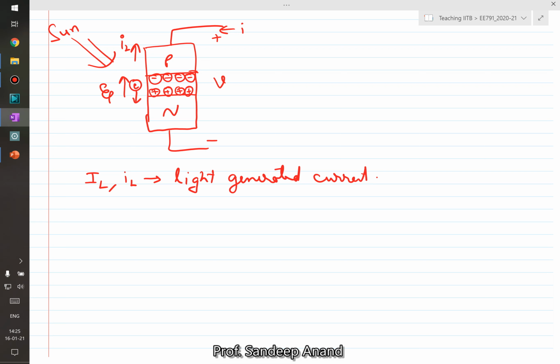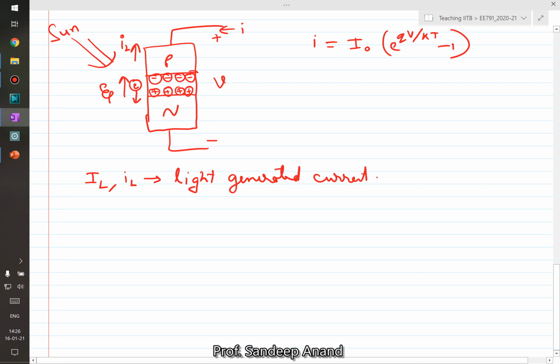So how do I represent it? If you see, this is how I can represent it in terms of an equation. The original equation was I is equal to I naught e raised to the power qV by kT minus 1. Now I have another component, capital I L, which is reducing the current. So I can write this minus capital I L. And this becomes the equation of the diode plus the solar photovoltaic effect that is happening in this PN junction.